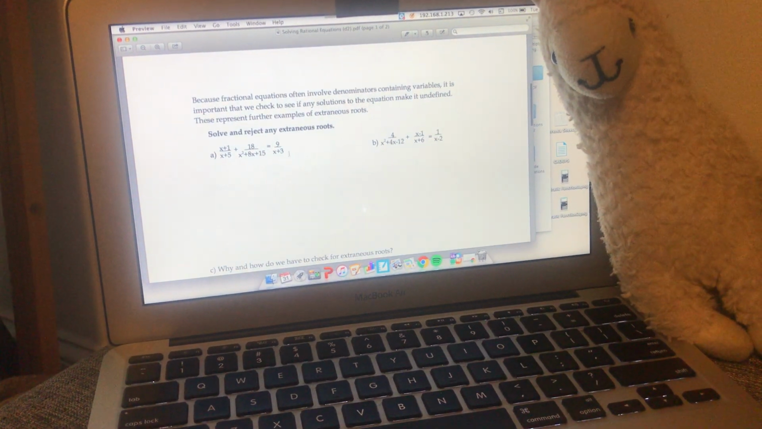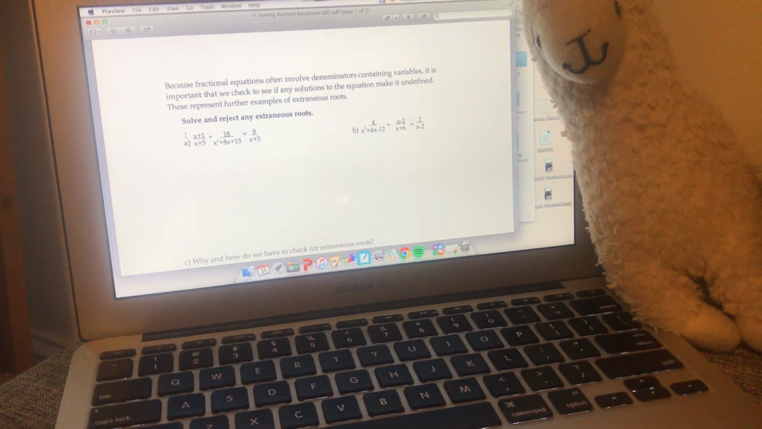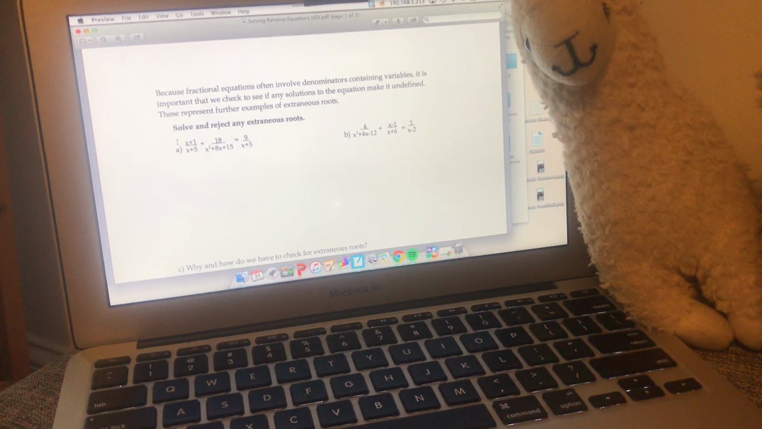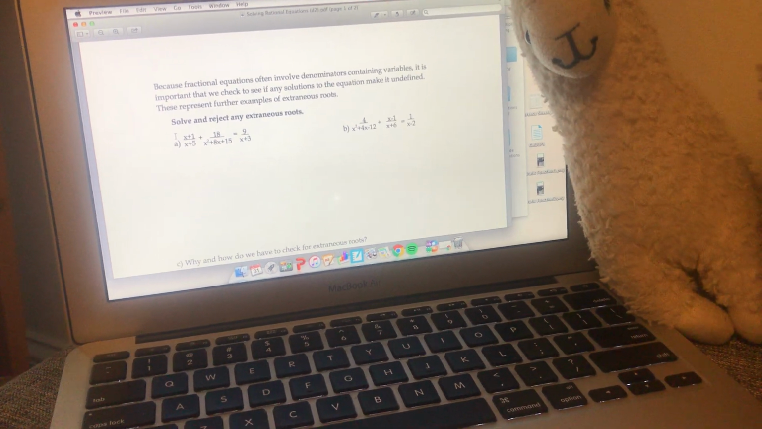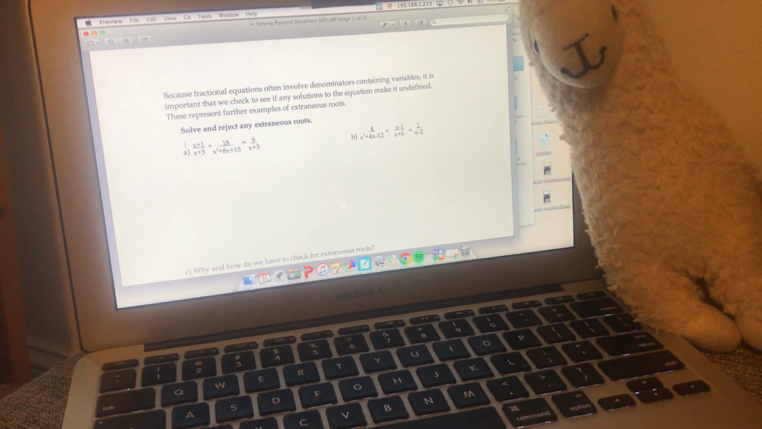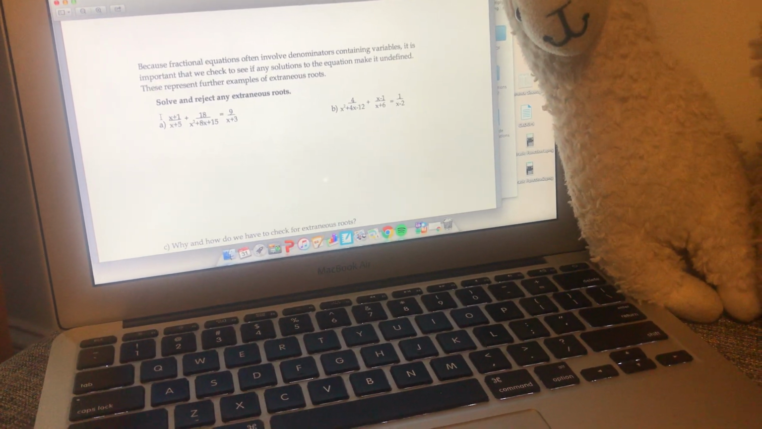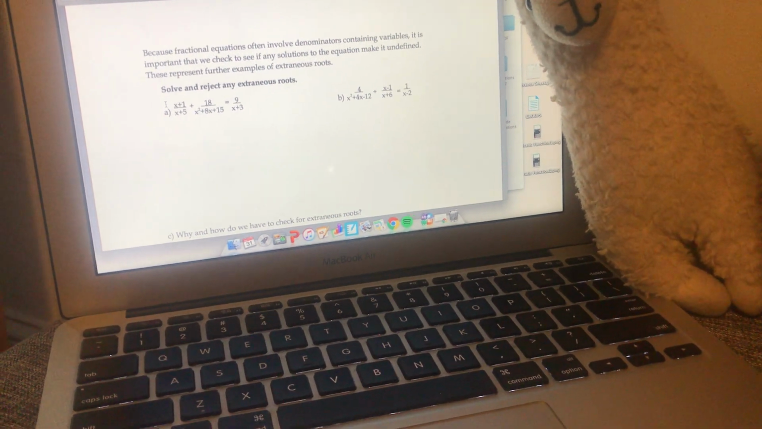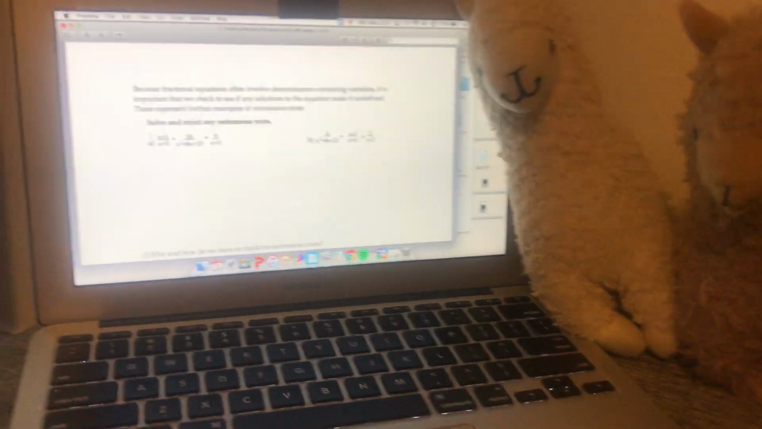So notice I have polynomials in my example. Because fractional equations often have denominators containing variables, that's what we've been seeing, it's important to see if we have any extra solutions. Flashback to when we were solving square root equations. We had to look for extraneous solutions. We want to do the same exact thing here. I want to look for extraneous roots, so we're going to do the same exact process.